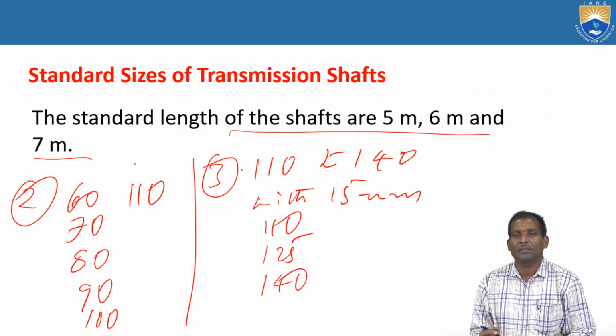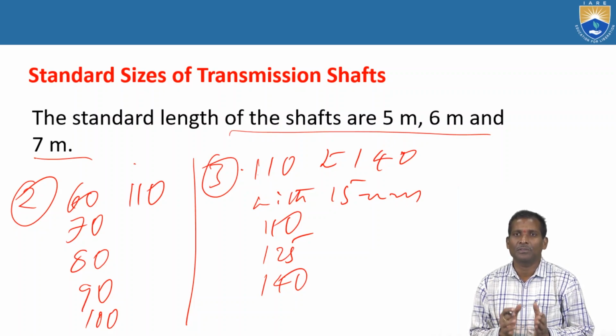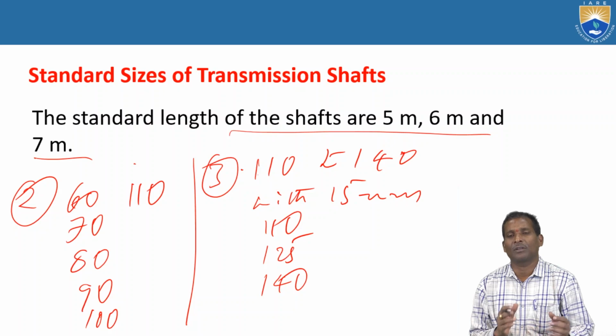So like this, you have to calculate the diameter of the shaft. Always use standard dimensions only. The standard length and standard diameters of the shaft have to be taken while solving the problems.